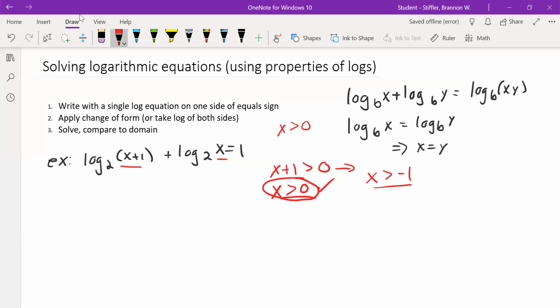That's as far as we need to go with that. So when we finish this, we're going to compare our answers to make sure that they fall in this domain of x is greater than 0. Now I'm going to apply from here. I have all my logs on one side, which will help me out. I'm going to apply the multiplication rule that I mentioned here, and since these two logs have the same base, I'm going to write them as one log base 2 of x plus 1 times x still equals 1.